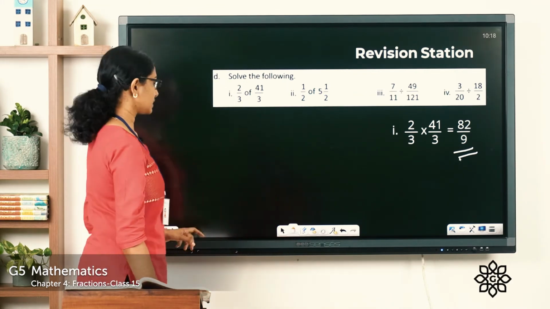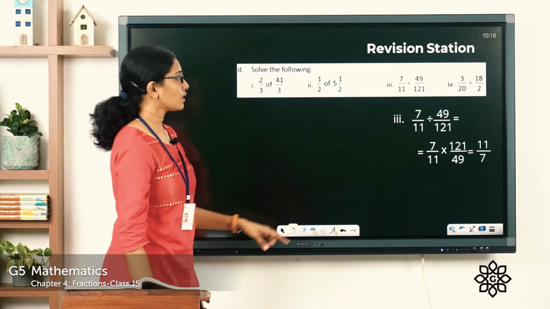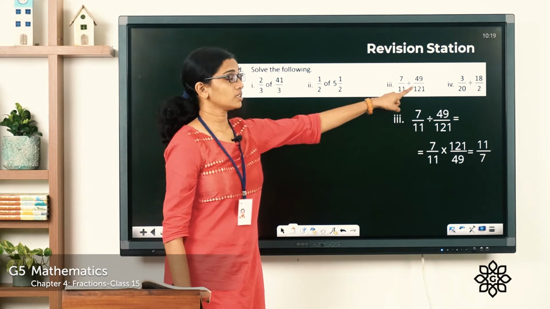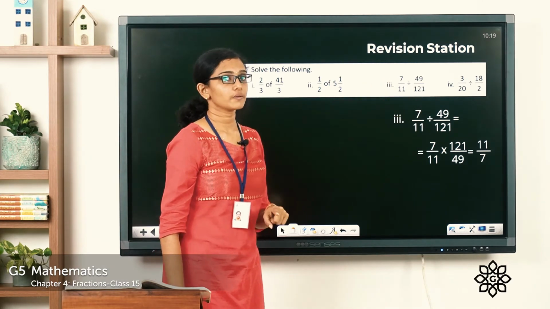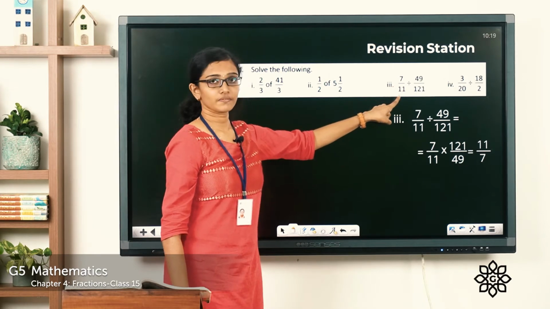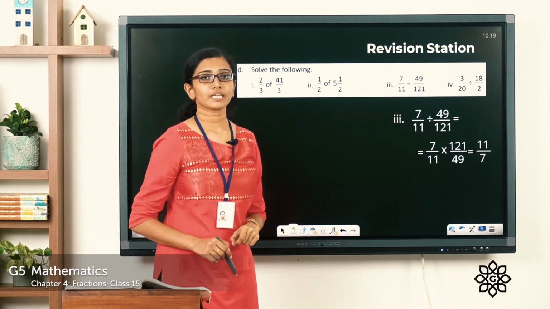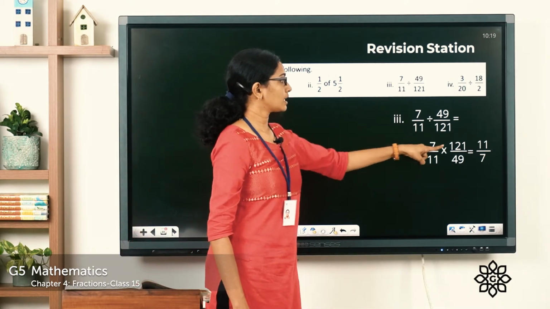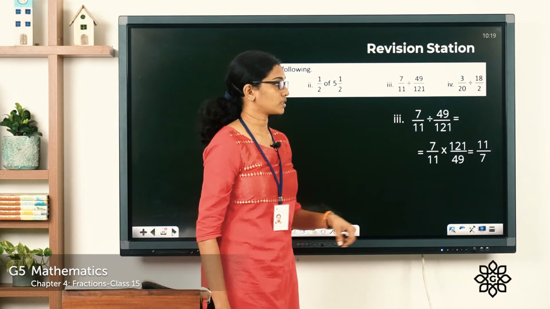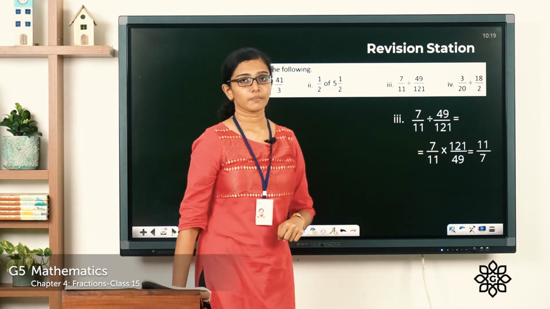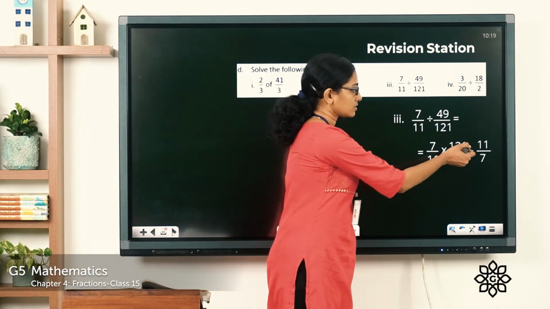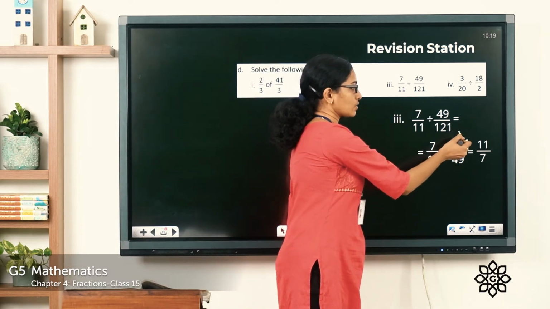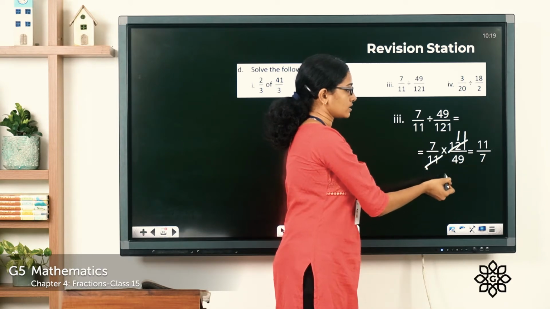Let's see the third one, 7 by 11 divided by 49 by 121. This is a division of a fraction by another fraction. How would you do that? You multiply the dividend fraction with the multiplicative inverse of the divisor fraction. So that is 7 by 11 into the multiplicative inverse of this, 121 divided by 49. So let's cancel out this 121 and 11. 121 by 11 is equal to 11 and 11 by 11 is equal to 1.